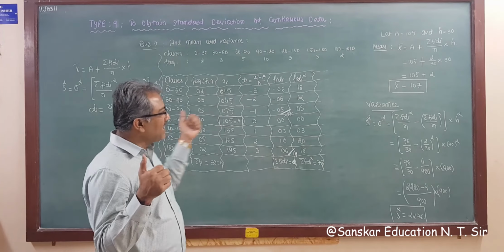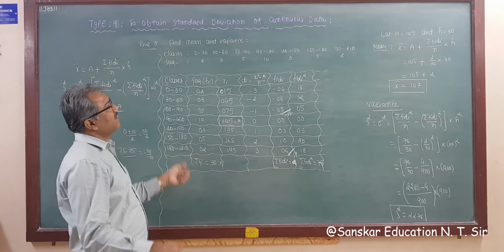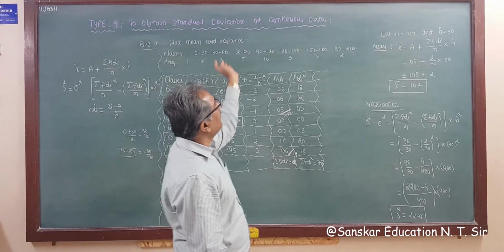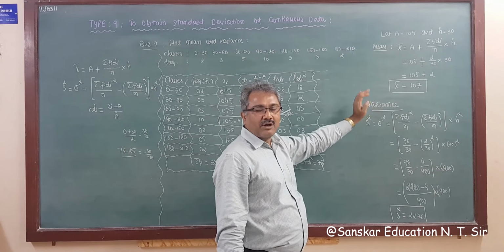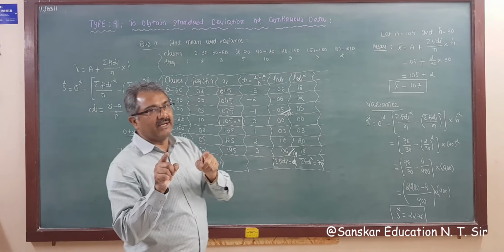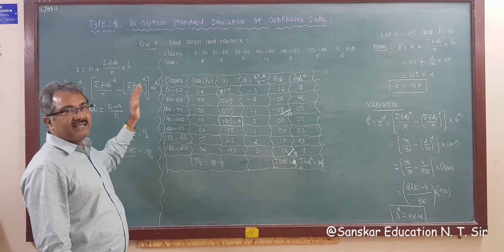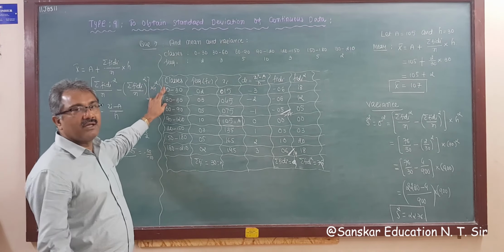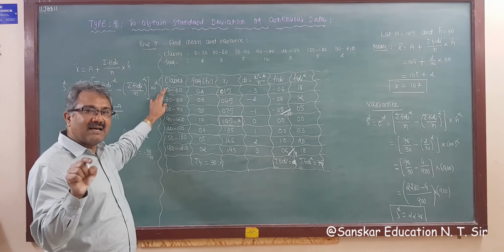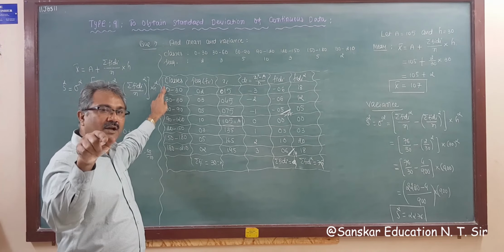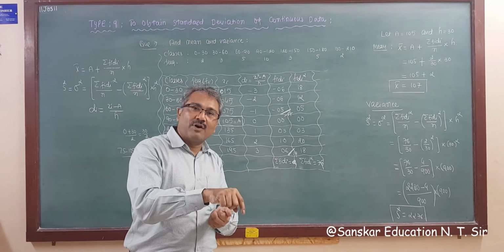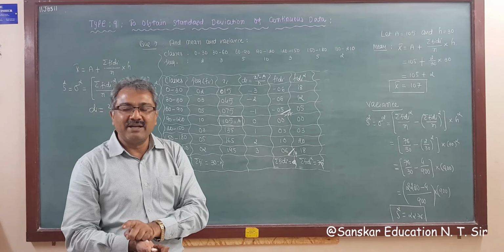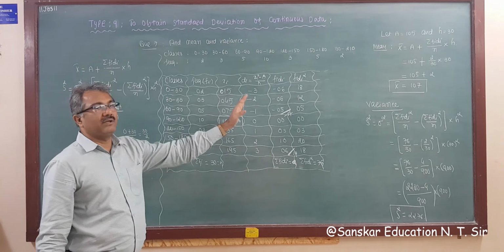So this is the method to find out the mean and variance, or standard deviation, of continuous data. But remember one thing, in this type of example, this is for continuous classes. If these classes are not continuous, then you have to convert these classes into continuous classes by subtracting 0.5 from the lower limit and adding 0.5 to the upper limit, and then you can solve the example.